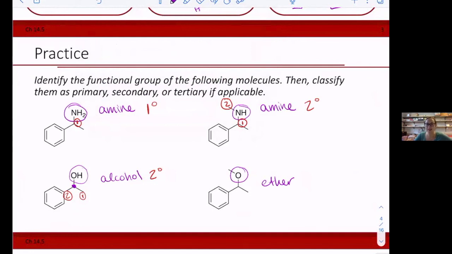So as you can see, alcohols are very different in terms of classifying than amines. Make sure you have those rules separated, because as you change the number of things attached to oxygen, you actually change the functional group. Whereas for amines, it's just a different classification of the same functional group. That's where we're going to stop on this particular video, and we'll pick up with naming some amines.